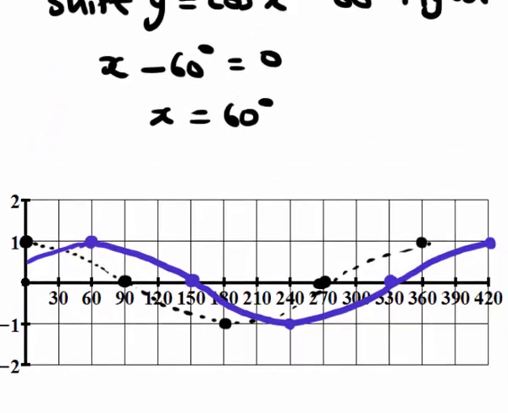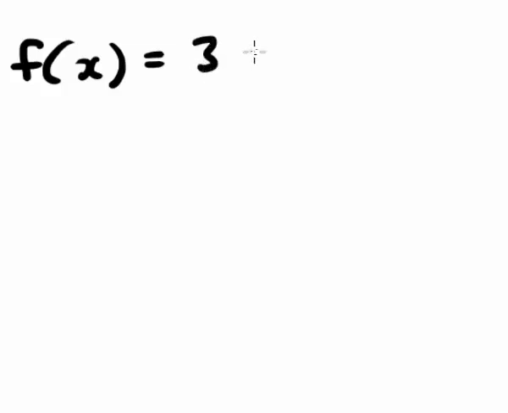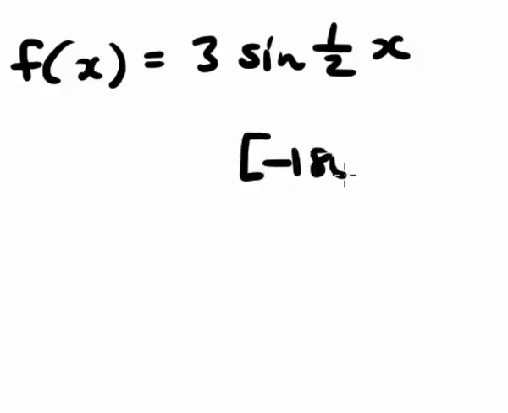But now sometimes we want to combine all the shifts. Now here's an interesting one. Have a look at this graph. Let's say, for example, I gave you to sketch the graph of f(x) equals 3 sine a half x, and we're going to go for the interval minus 180 to 360 degrees.